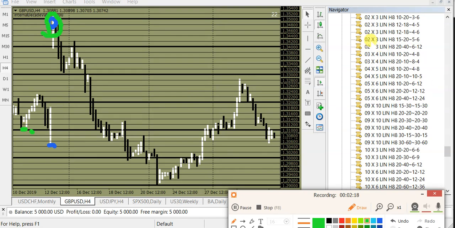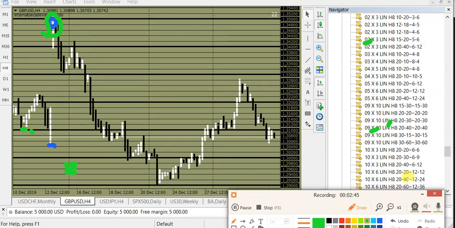And if I put in, this is a 2 pip window with the 3K, so you're buying the top, you're buying 0, 1, 2, and this is a pip apart. This is a 1 pip grid. Let's see what else. So this is a 10K in a 9 pip window, and Lin means that they're spaced evenly apart, 1 pip apart.